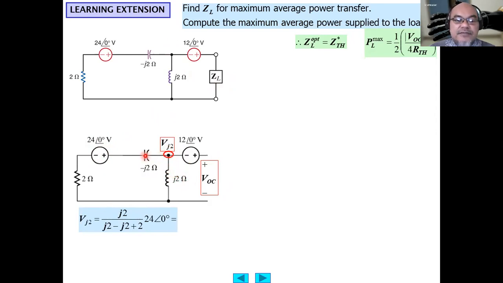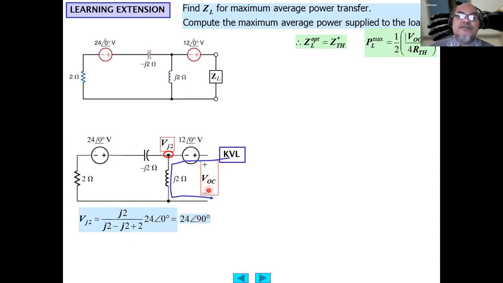j2 minus j2 plus 2. So basically this is in series, in this loop, times 24. So this equals 2, so the j2 terms cancel each other, and we get j2 divided by 2 times 24, or j24, or basically 24 volt with a phase angle of 90 degrees.